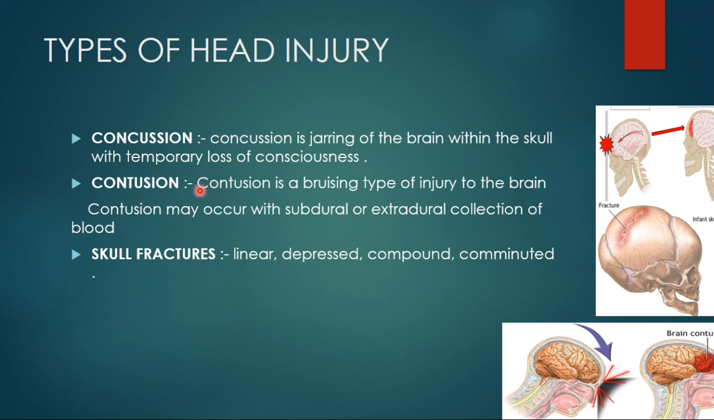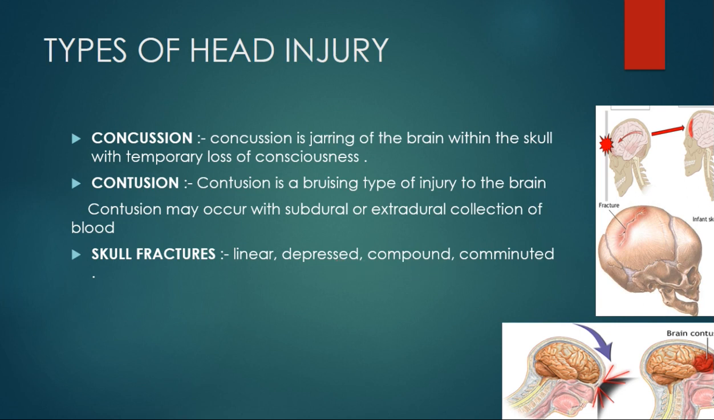Whereas a contusion is a bruising type of injury to the brain. Bruising happens when the small blood capillaries rupture. The contusions may occur with the subdural or the extradural collection of blood. Skull fractures may be linear, depressed, compound or comminuted.